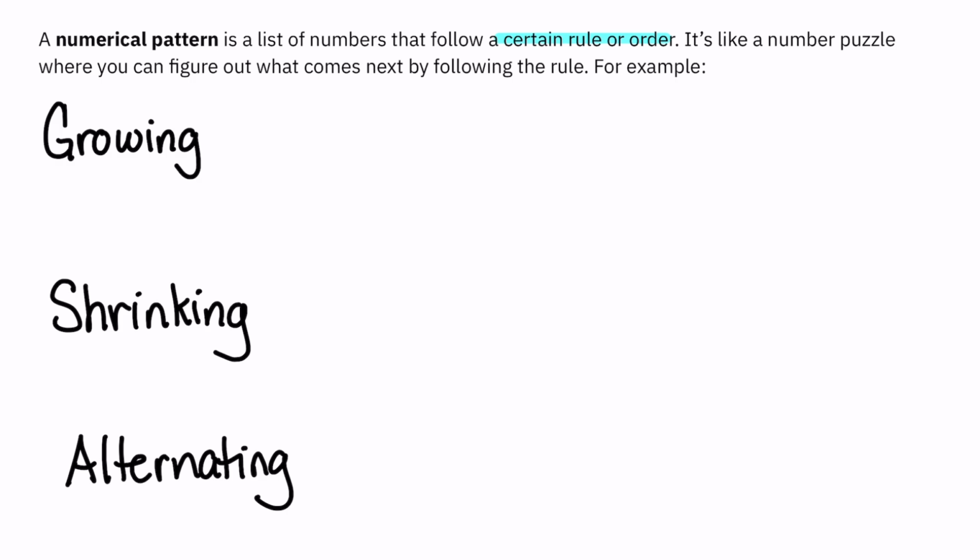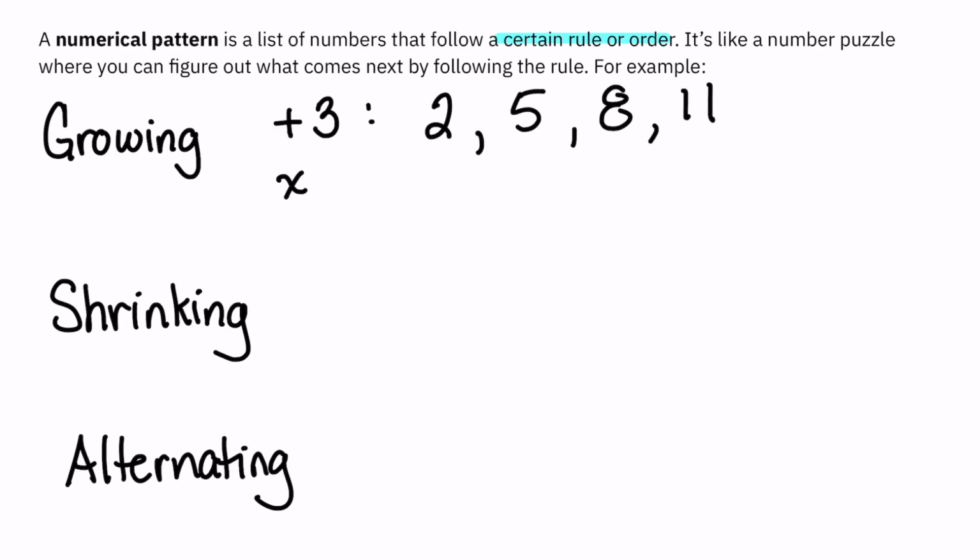Now, the first one are growing patterns, and these are numbers that get bigger. And this could be either by adding or by multiplying. Let's look at the difference. What if my rule was to add 3, and my pattern starts with the number 2? So I'm going to just keep on adding 3. And you can see in each of these cases, 2 plus 3 makes 5, plus 3 makes 8, 8 plus 3 makes 11. But what if my pattern starting with 2 was to multiply by 3?